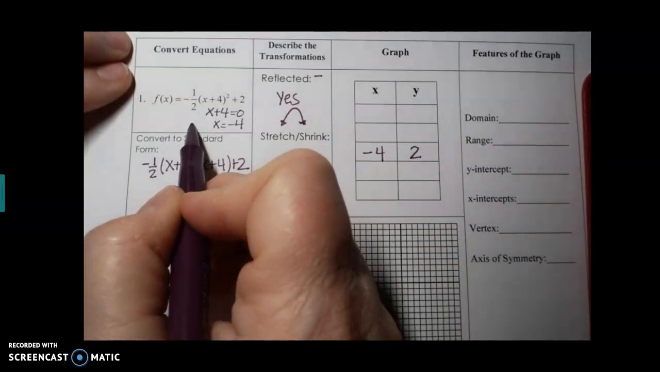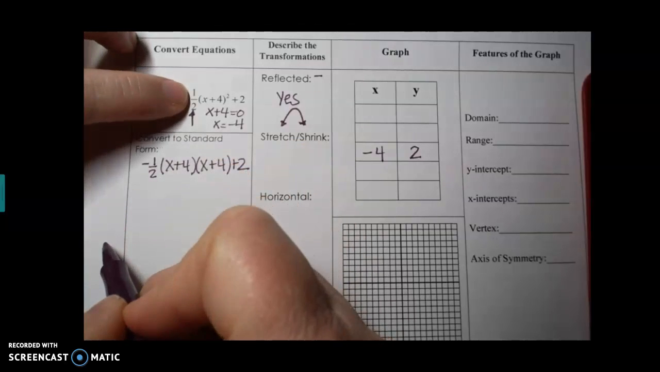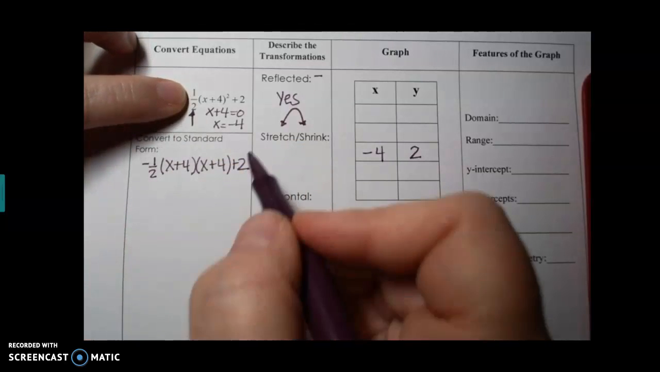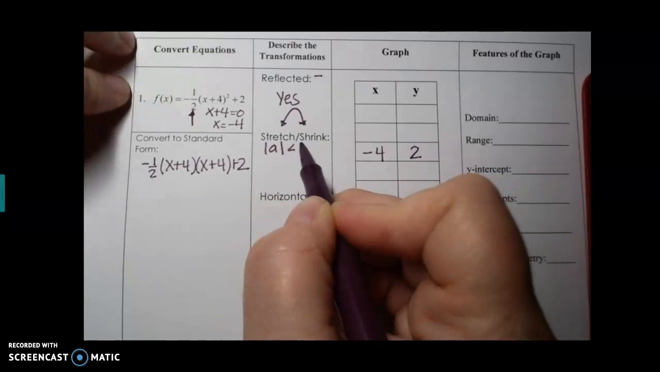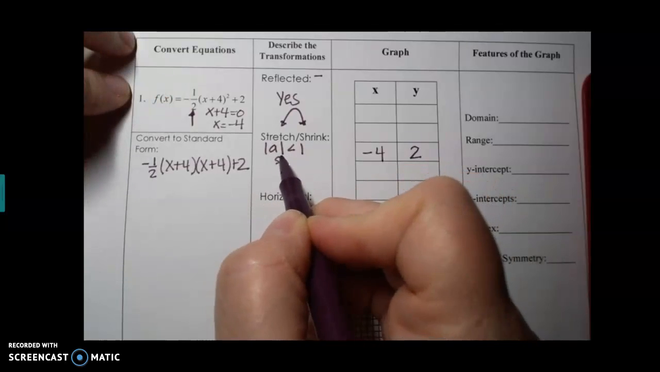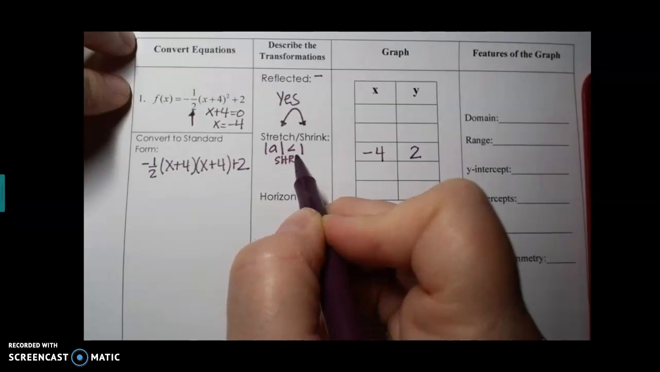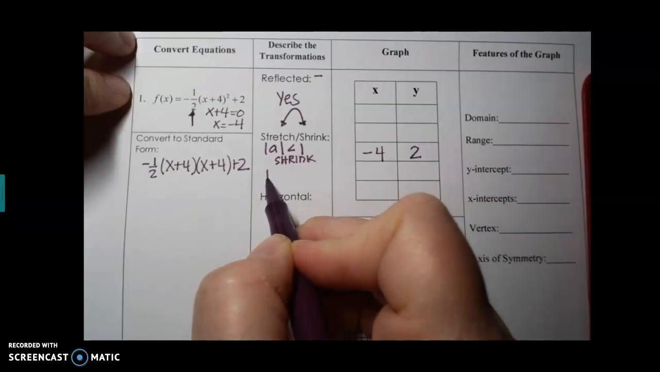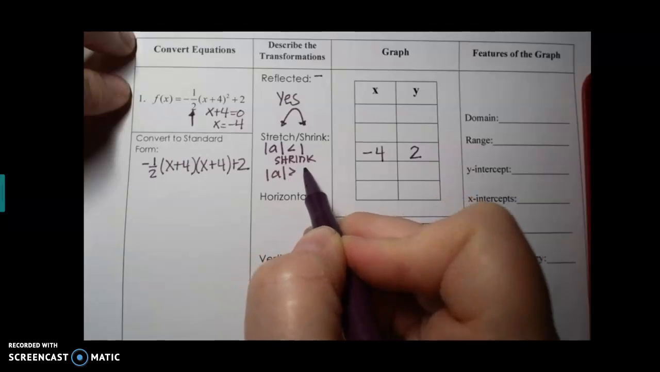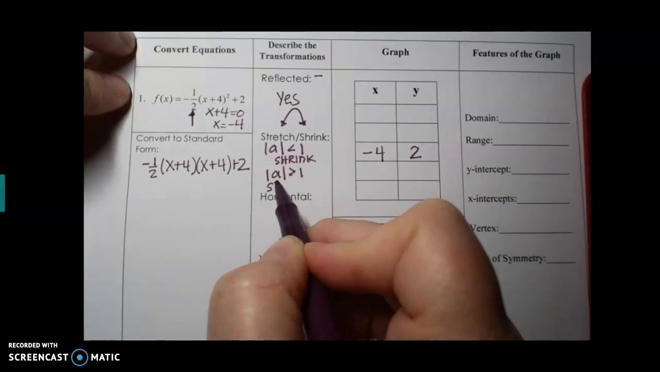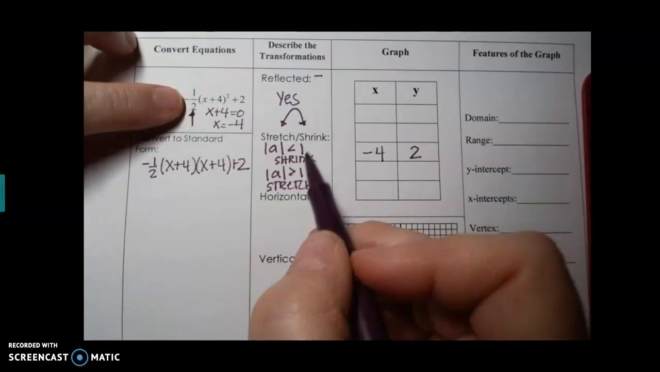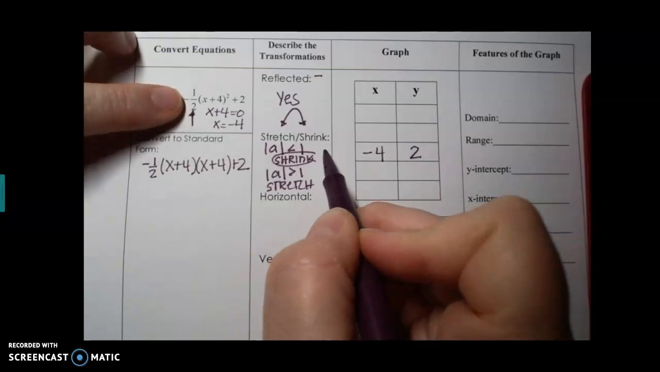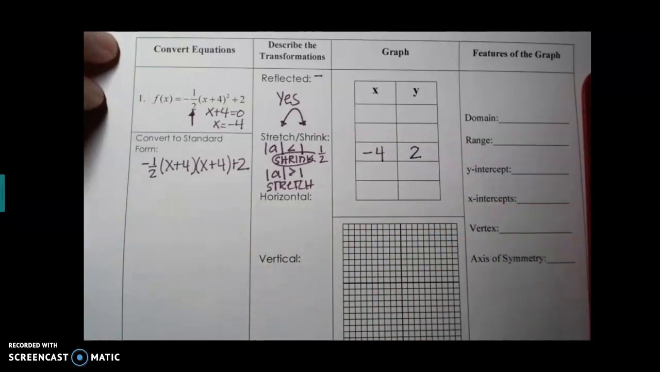Stretch or shrink is just this number. Don't pay attention to the negative sign if there is one. If the absolute value of that value is less than 1, it's a shrink. If the absolute value of that is greater than 1, it's a stretch. So in this case, it's 1/2, so it's less than 1, so it's going to be a shrink by 1/2.